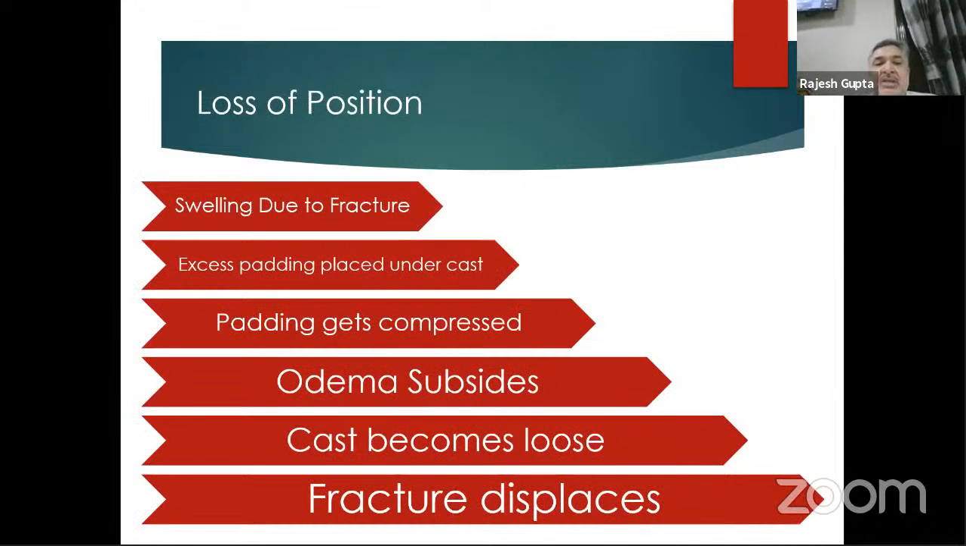Now, coming to loss of position, again very common. Whenever there is a fracture, there is going to be some swelling. And when excess padding is placed under the cast, padding gets compressed, edema subsides, the cast becomes loose, and there is a displacement of the fracture.